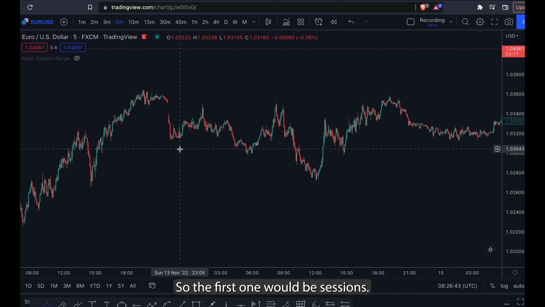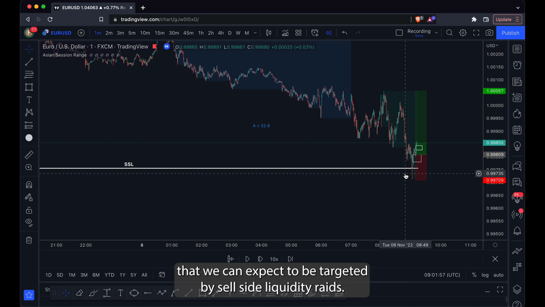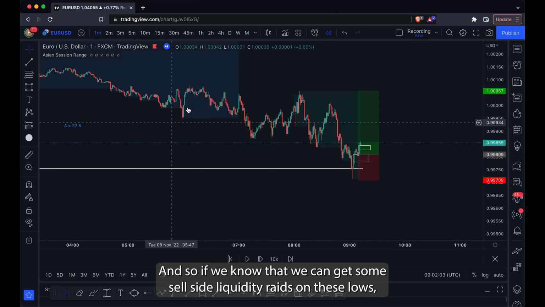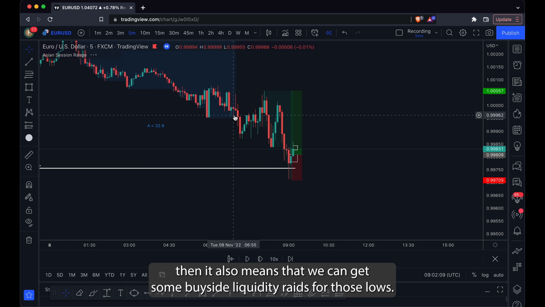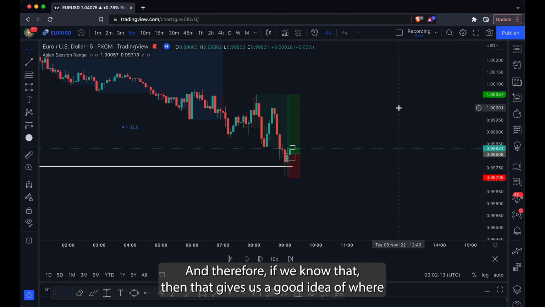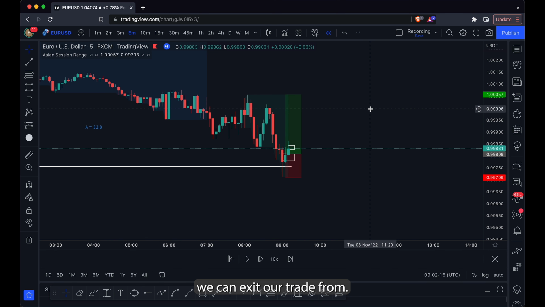Now, with what I've showed you, we can use it for lows that we can expect to be targeted by sell side liquidity raids. And so if we know that we can get some sell side liquidity raids on these lows, then it also means that we can get some buy side liquidity raids for those highs. And therefore, if we know that, then that gives us a good idea of where we can exit our trades from. So let's have a look.